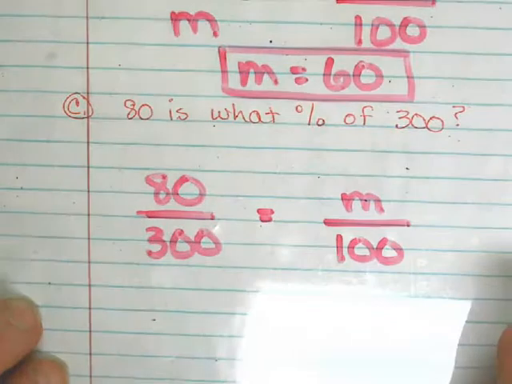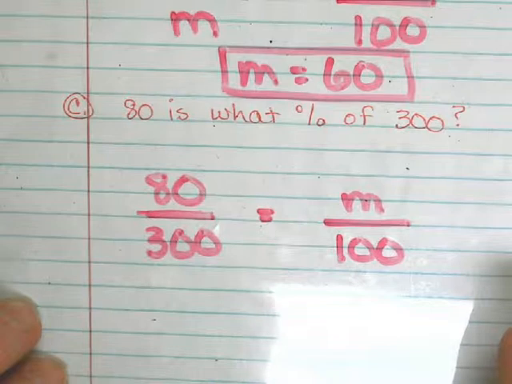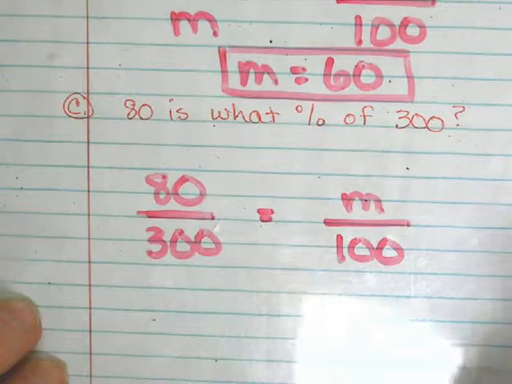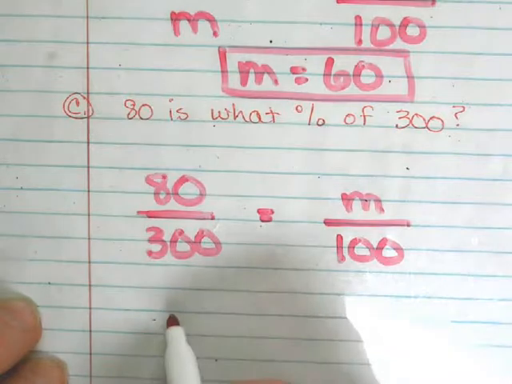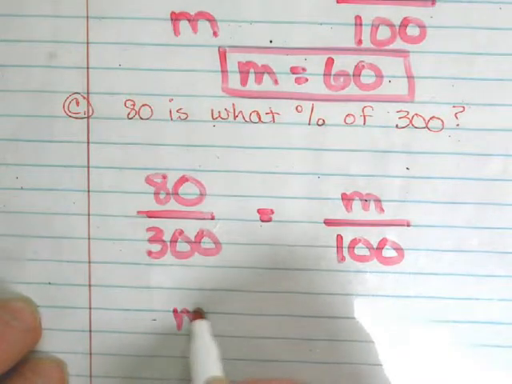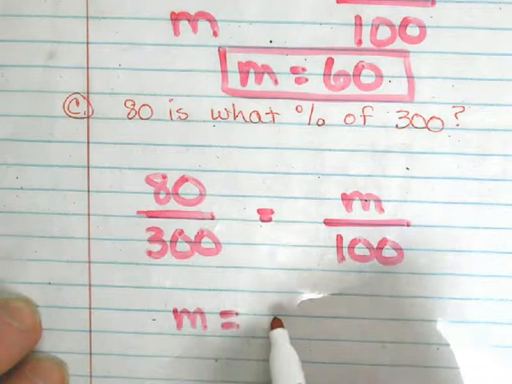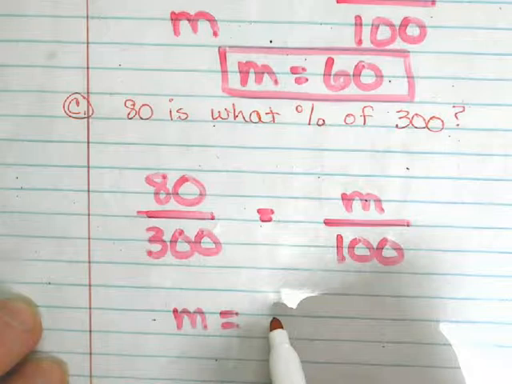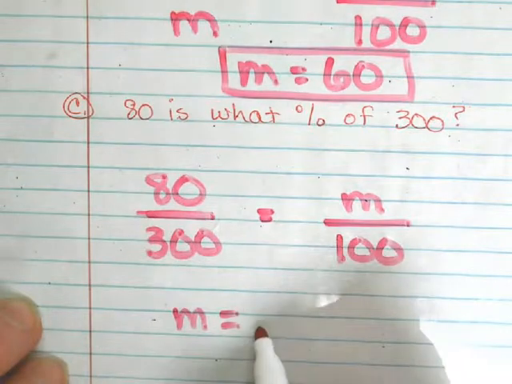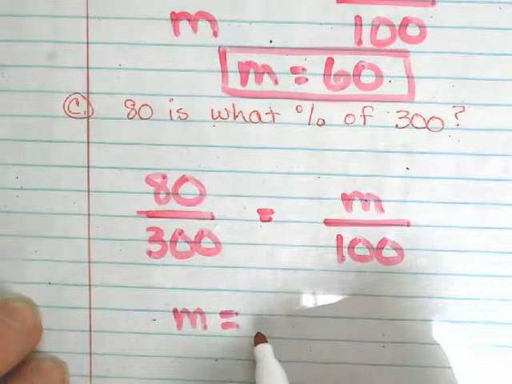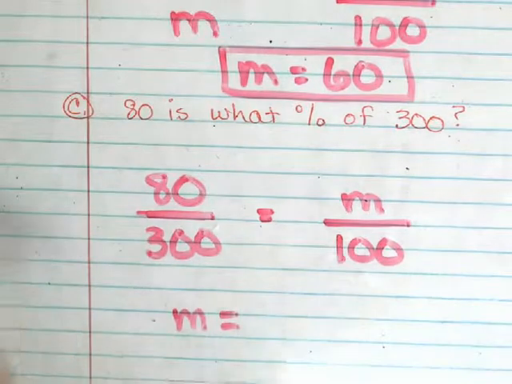80 times 100, and then dividing it by 300. I got 26. M equals what? 26. Now wait a minute. What did you get? Tell me exactly what your calculator said. Is there a decimal point in there? Yeah. Well, don't skip that. 26.